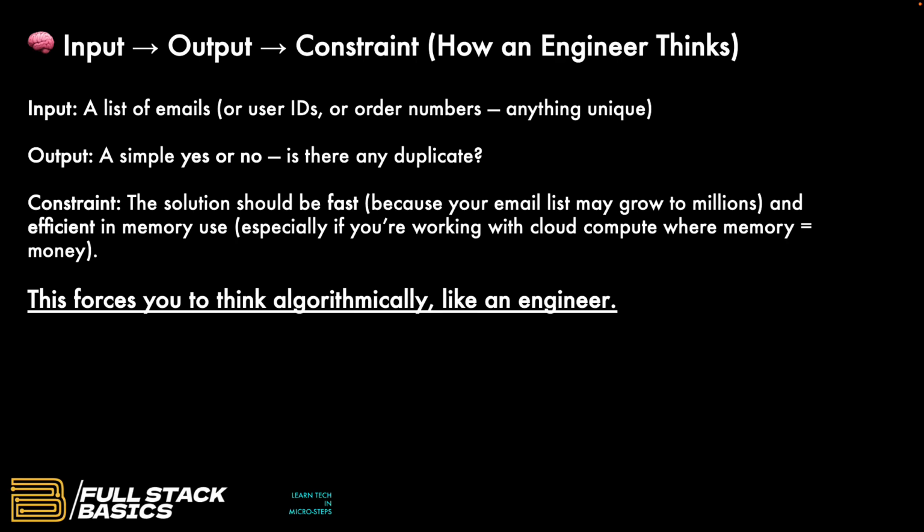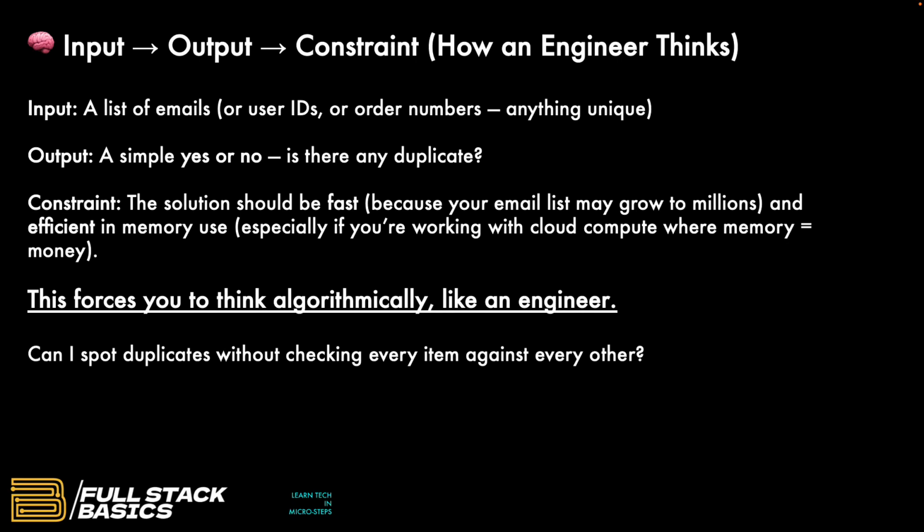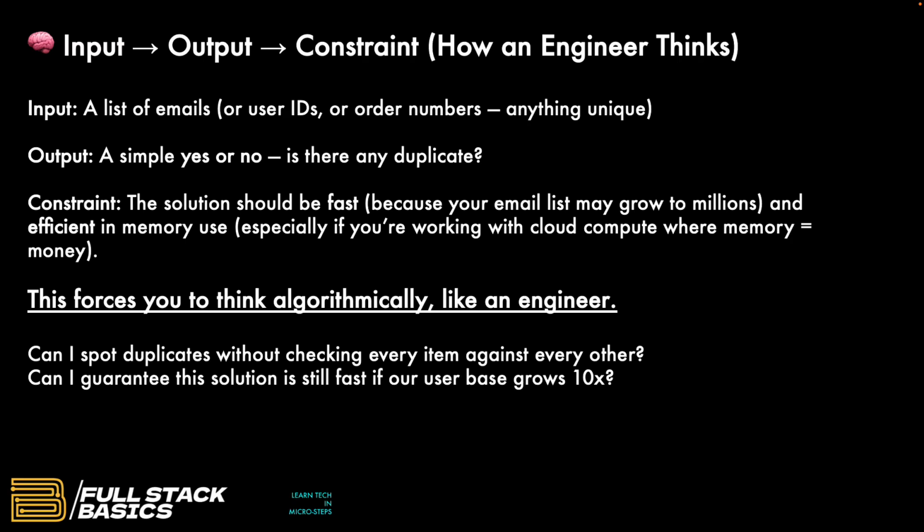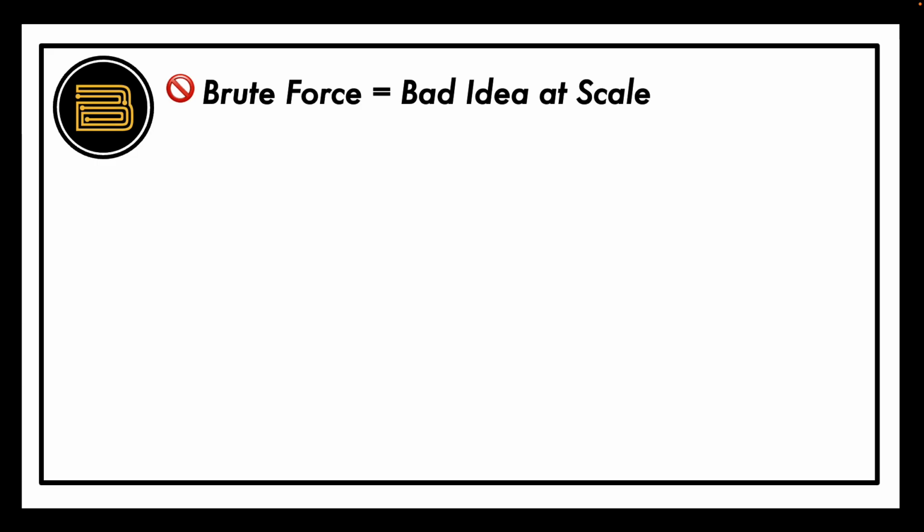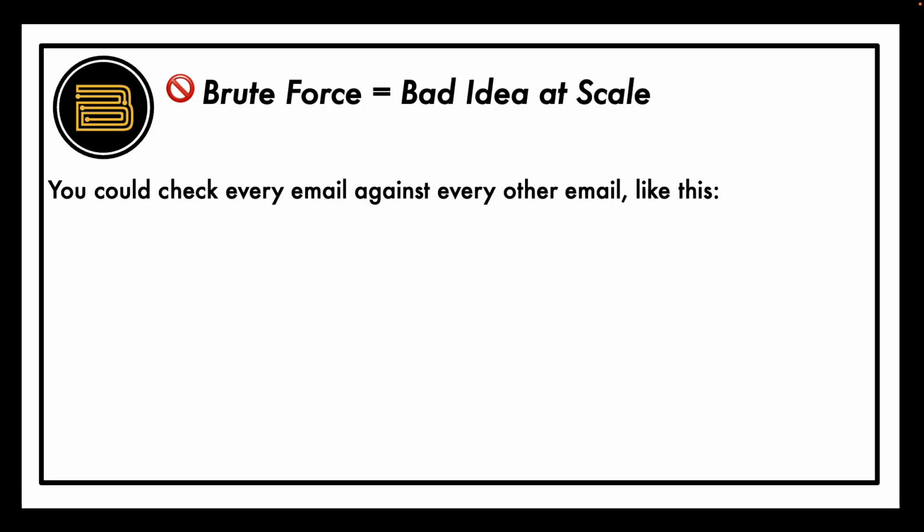Now, this forces you to think algorithmically, like an engineer. Can I spot the duplicates without checking every item against every other? And can I guarantee this solution is fast if our user base grows by 10? So, the first approach, or the naive approach as you're going to hear, is the brute force, which is a bad idea at scale. Let's see why.